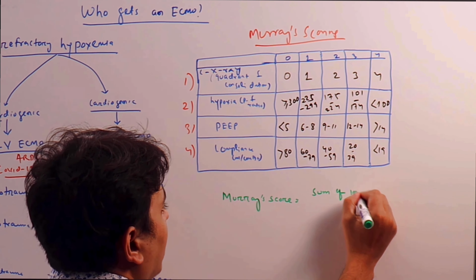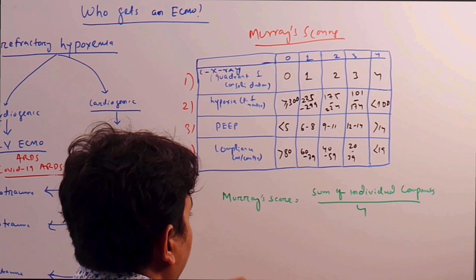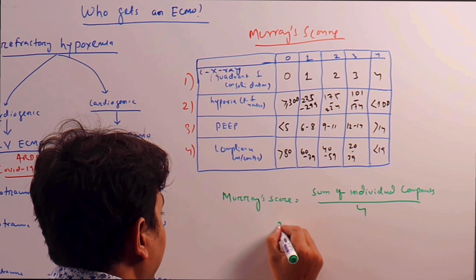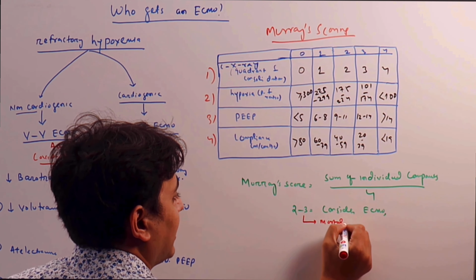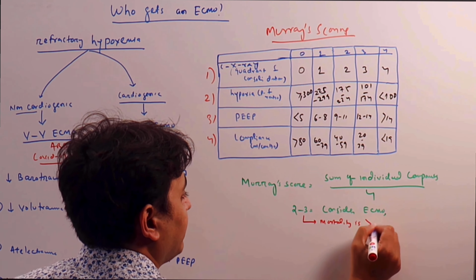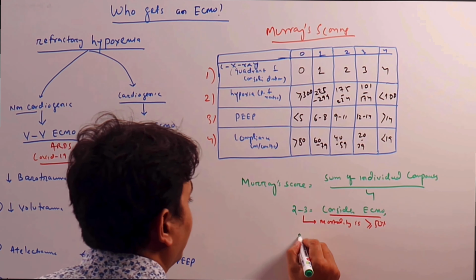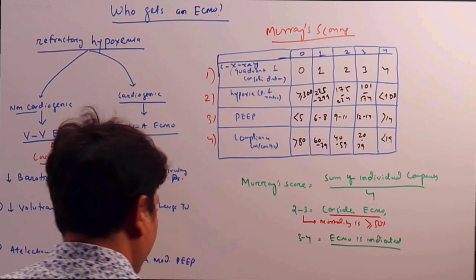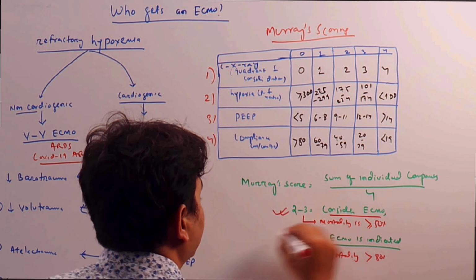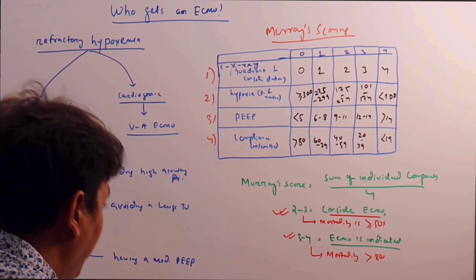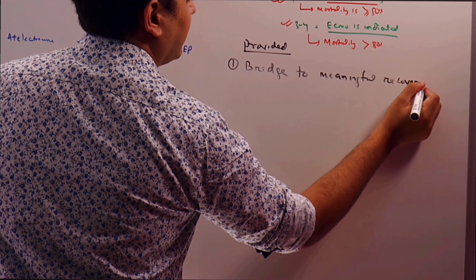So how to calculate the Murray score? Sum of individual components divided by 4, right? If the score is 2 to 3, consider ECMO, because when the score is 2 to 3, mortality is more than or equal to 50%. So consider ECMO. If the score is 3 to 4, ECMO is indicated. Why? Because here mortality is more than 80%. So this is how you choose your patients for ECMO, provided there is a bridge to meaningful recovery.